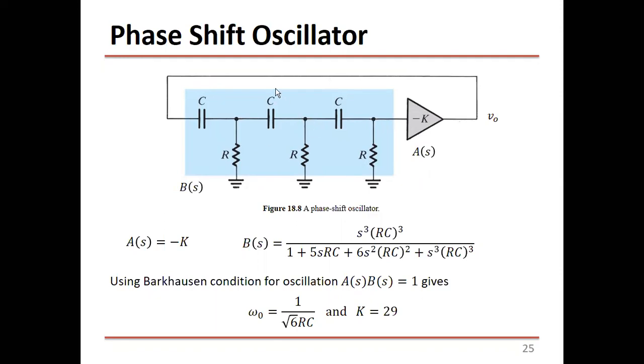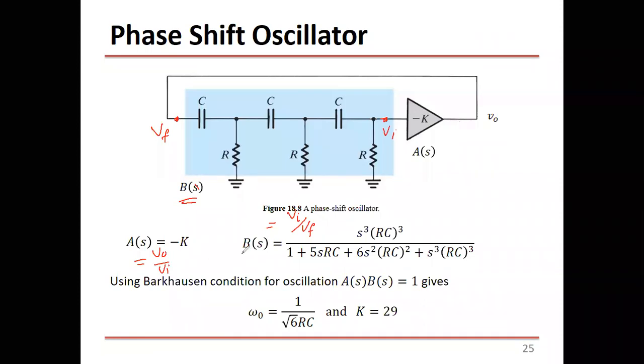If you analyze this circuit, and I'd like you to do this as homework at home, go ahead and find B of S by finding the transfer function from this point to this point. So this is VF, and this is VN, and this is V out. So B of S is VN over VF, right? And A of S is V out over VN. And of course, this is minus K because the only thing here is minus K. And how about this one? If you do this one, you're going to get this whole thing here: S cubed, RC cubed, and so on.